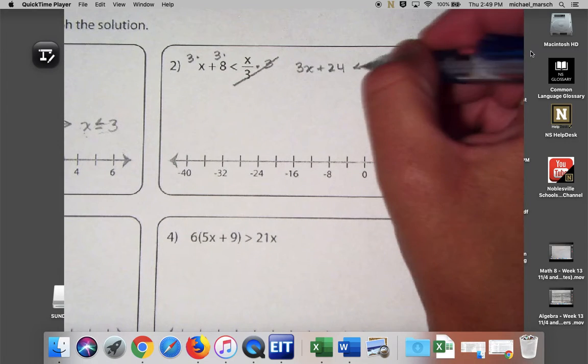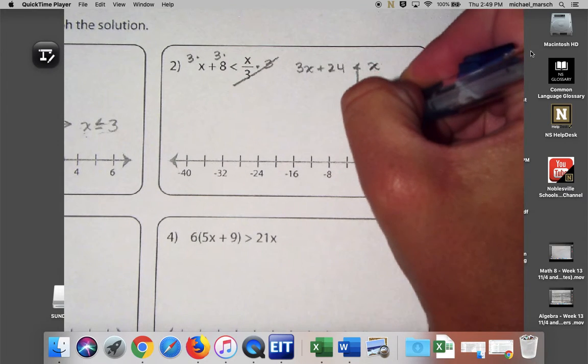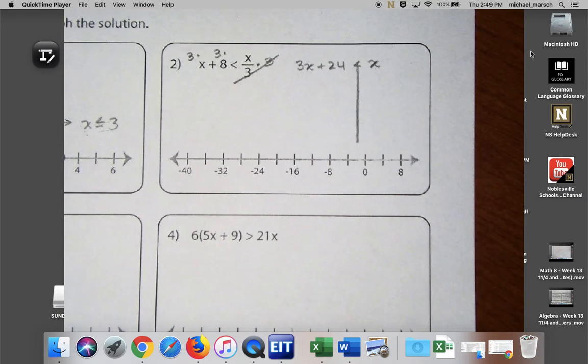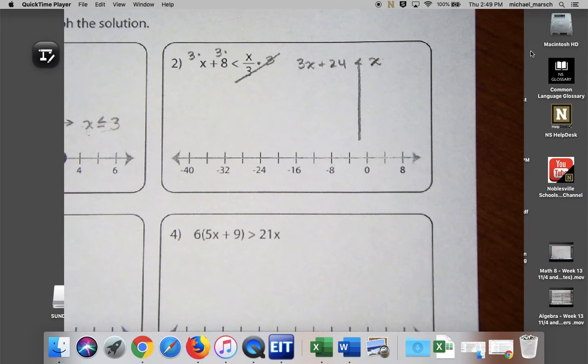I'm going to draw my wall of equality. Yep, sure is. So what am I going to do now? Mason? You're going to divide. I'm not going to do any dividing quite yet. That'll be my last step.